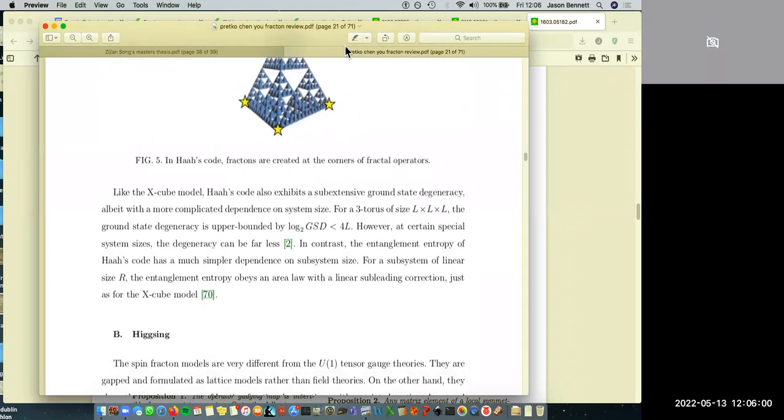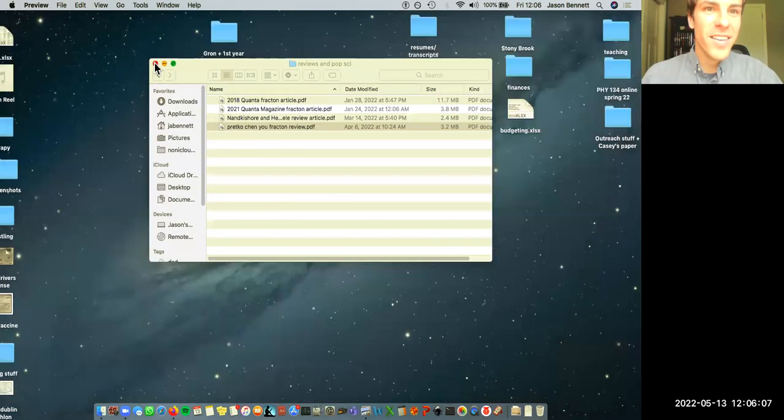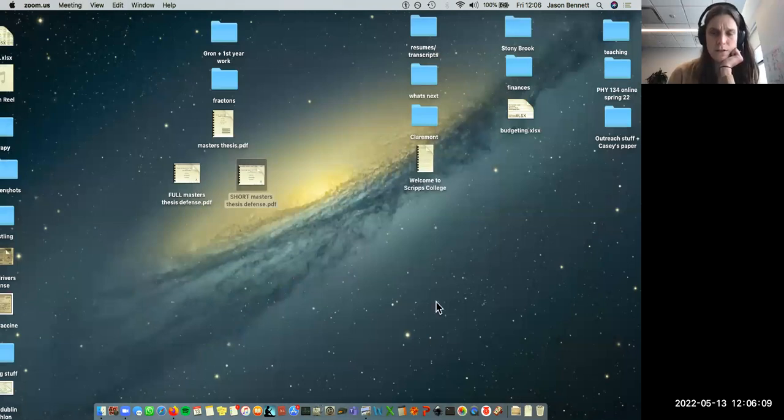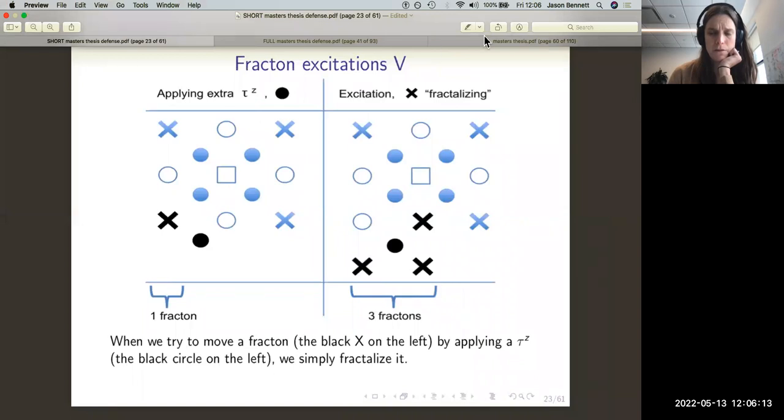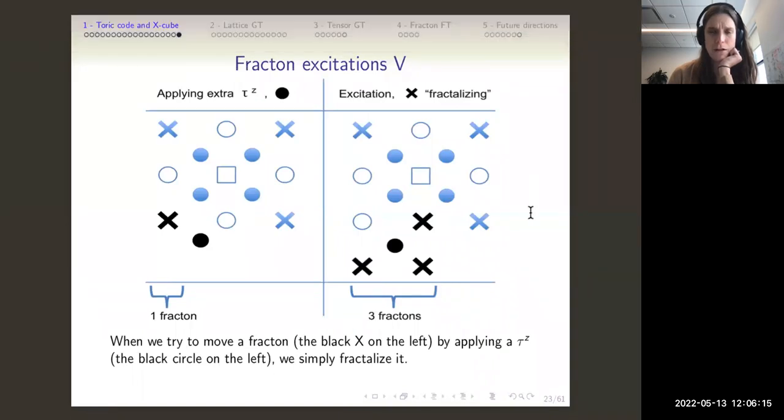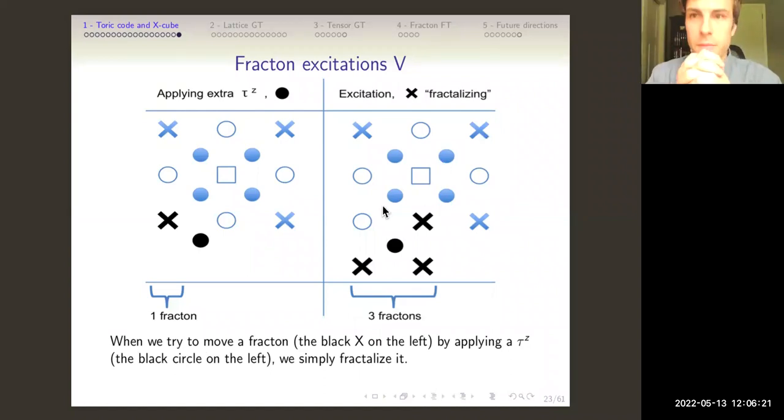Okay, I'm satisfied with the answer for now. I was wondering, Jason, if you could, I don't know if this is too broad of a question, but if you could say anything about how fractons could be used for quantum error correction. Yeah, this is kind of a motivation for this.